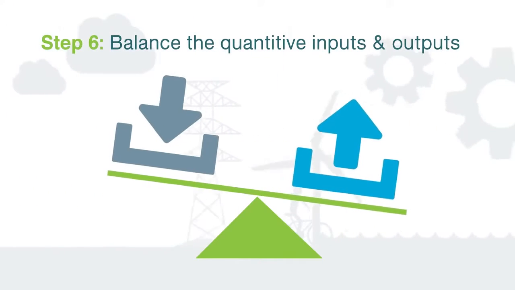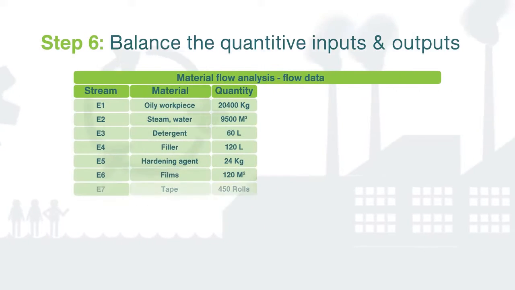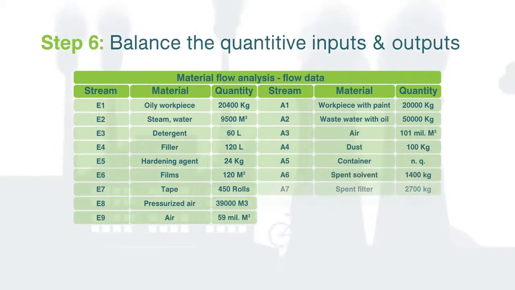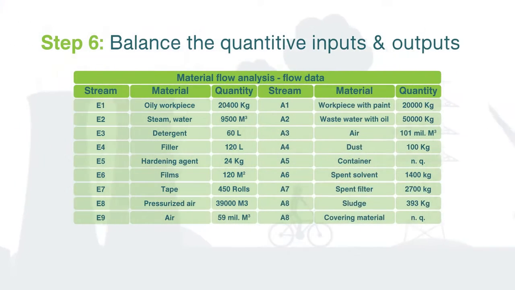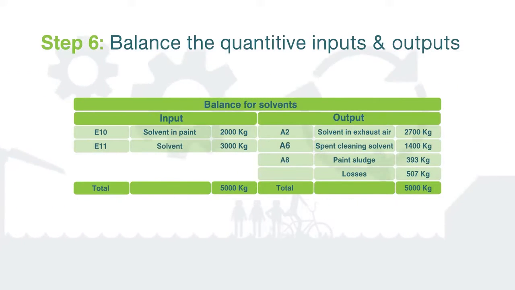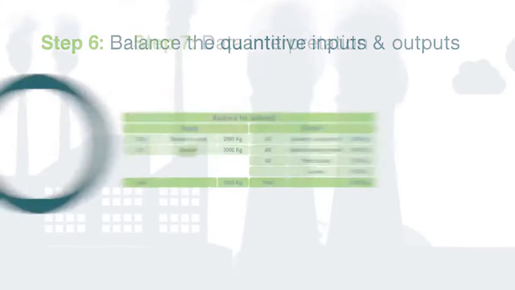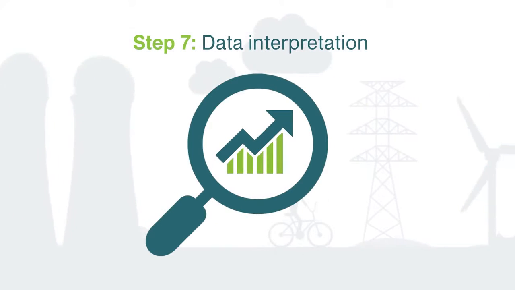Step 6. Balance and quantify inputs and outputs for the whole system and the individual steps. Step 6 provides the user with an overview summary of all the streams entering and leaving the process and their quantities. Step 7 is data interpretation.